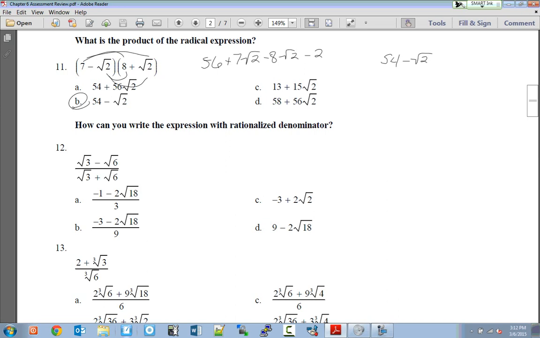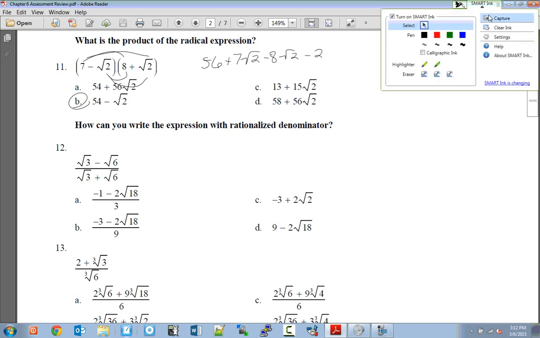So again, when you're multiplying together two numbers like this, you just simply FOIL them together and then combine your like terms. You'll always be able to combine your like terms. Let's keep going here. Number 12.